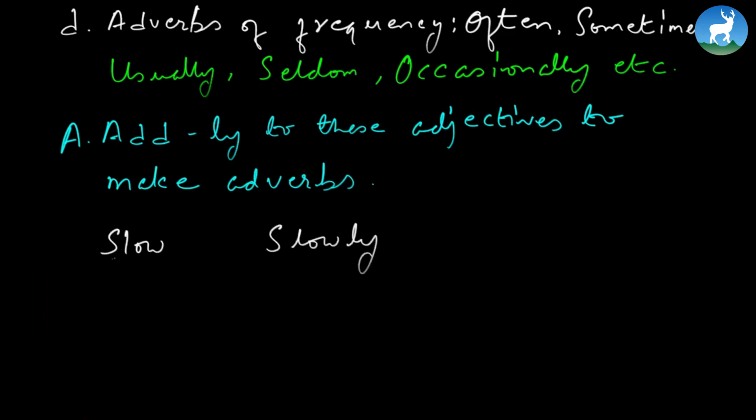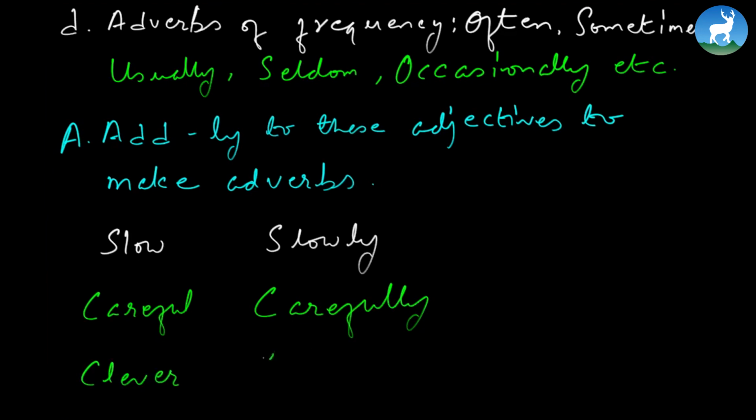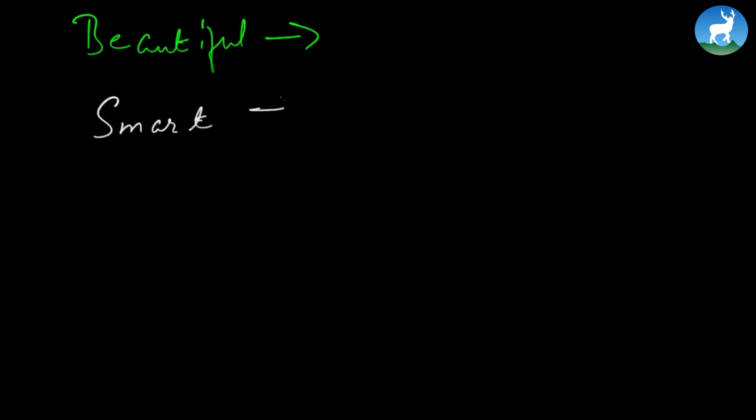These are the examples given in the book. Careful, careful, carefully. Clever. Hey, what do you make of clever? Cleverly, cleverly. See? And the rest you can do as homework. I'm going to write it down here. Okay? Beautiful. We'll figure it out. Smart. Smart. Figure it out.